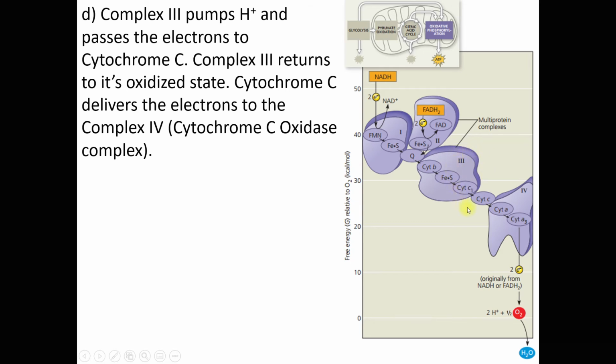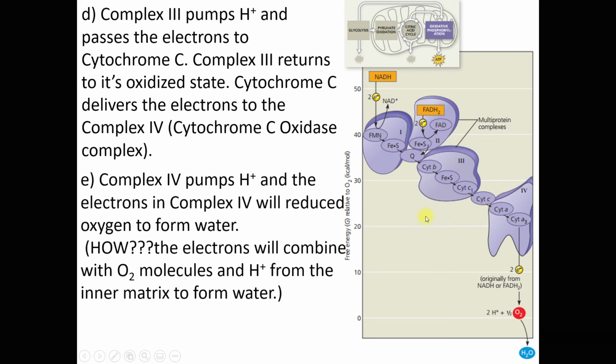Okay, and then when cytochrome C receives electrons from complex 3, cytochrome C is reduced. And when cytochrome C passes electrons to complex 4, cytochrome C is oxidized, while complex 4 is reduced. Now, complex 4 is also known as cytochrome C oxidase complex. Okay. Next, complex 4 pumps protons.